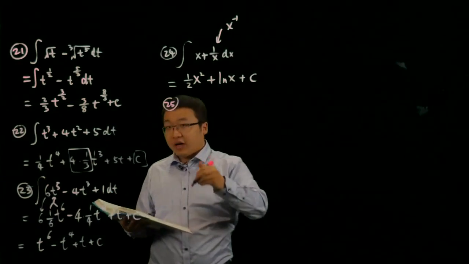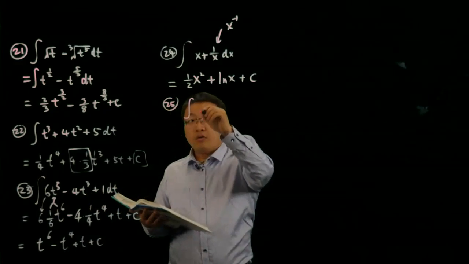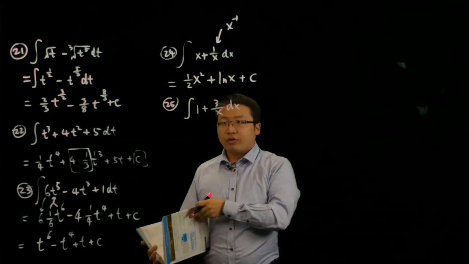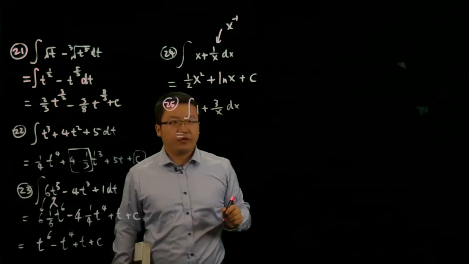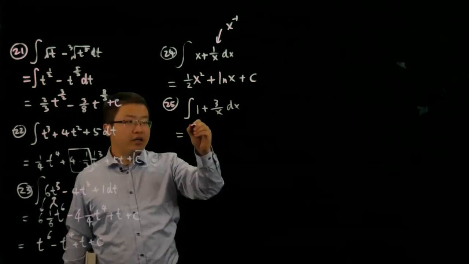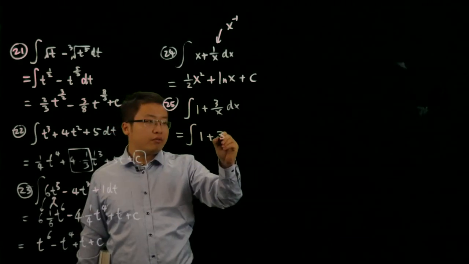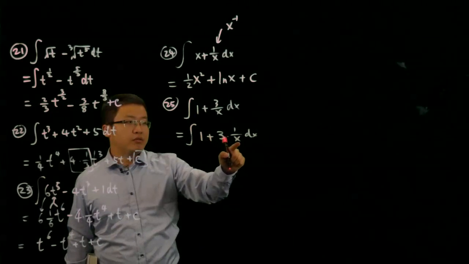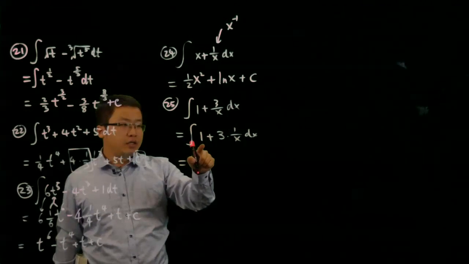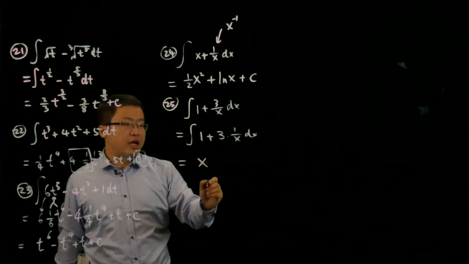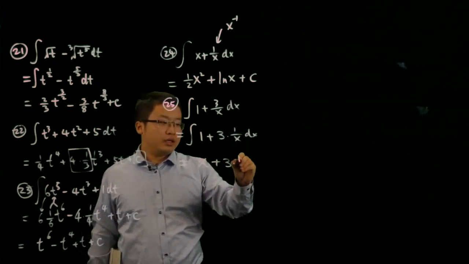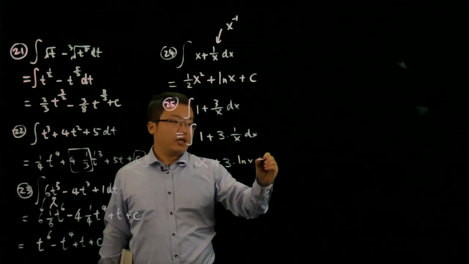For question number 25, you want the integral of 1 plus 3 over x, dx. I want to rewrite this question. You don't have to do this in the future, but just to clarify, this is the integral of 1 plus 3 times 1 over x, dx. Because the 3 is multiplied, you can put it on the top. Then the integral of 1 is x, plus c. Now the integral of 1 over x is the natural log of x, plus c.